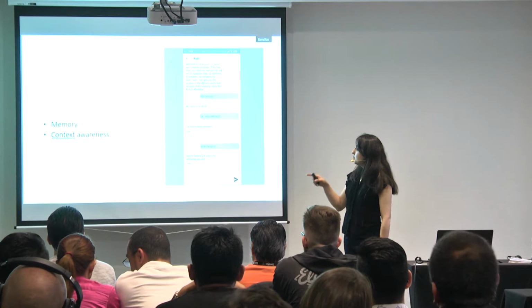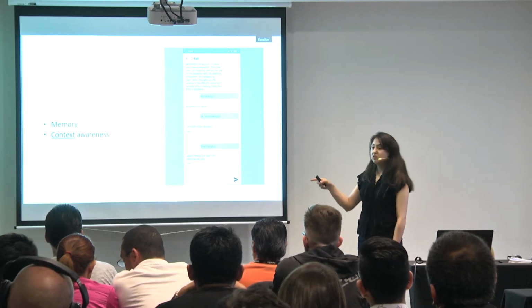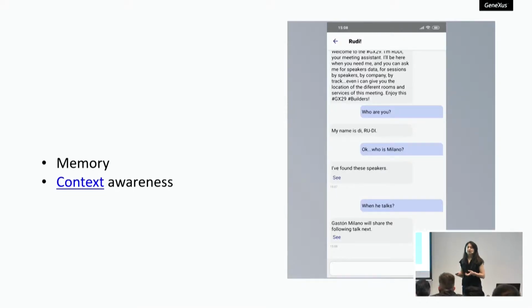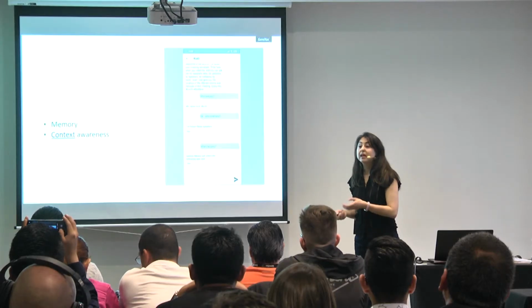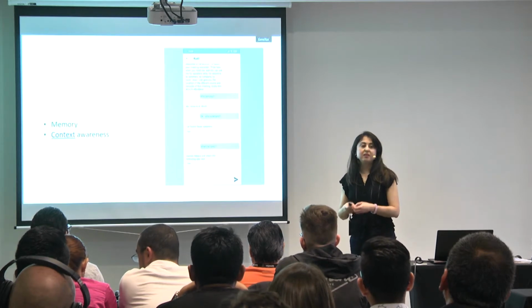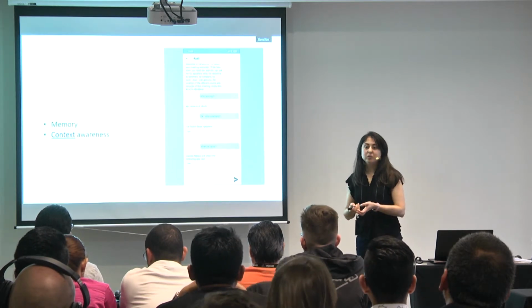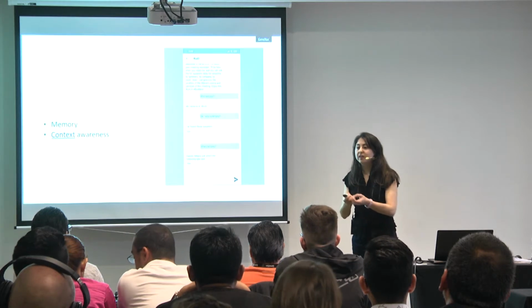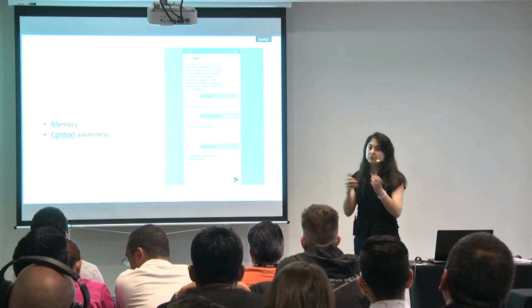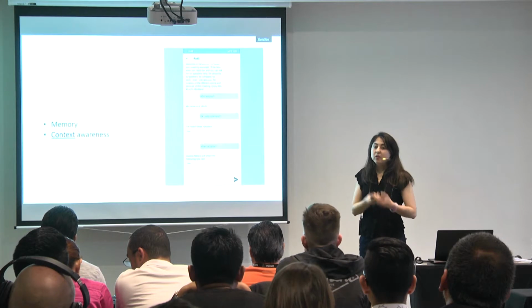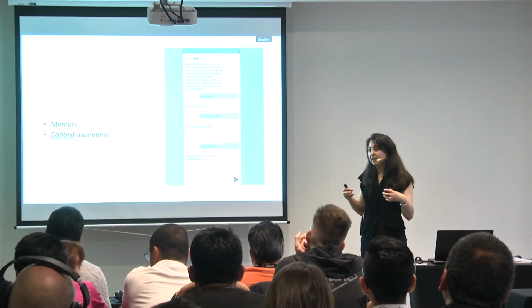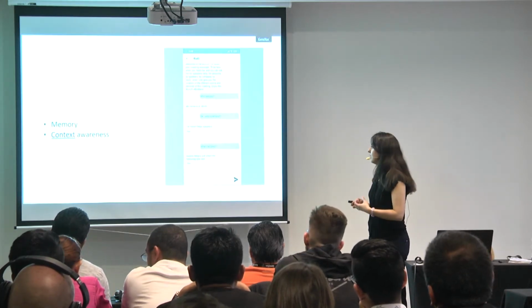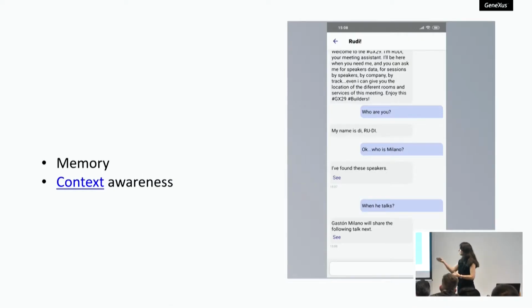An important detail we have to take into account when we build a chatbot is the context. We always need to establish the context because we can't ask the user the same thing a number of times. If we are talking about Gaston Milano and then the user says, and when is he going to have a session, when is he going to speak, it wouldn't be correct for the chatbot to ask the user, which speaker do you mean? The speaker has to be inside the context.